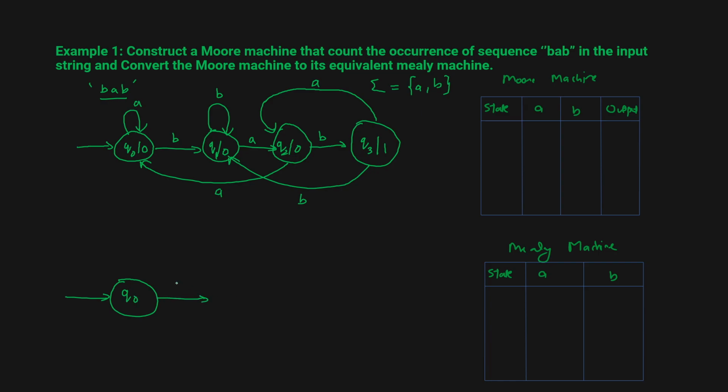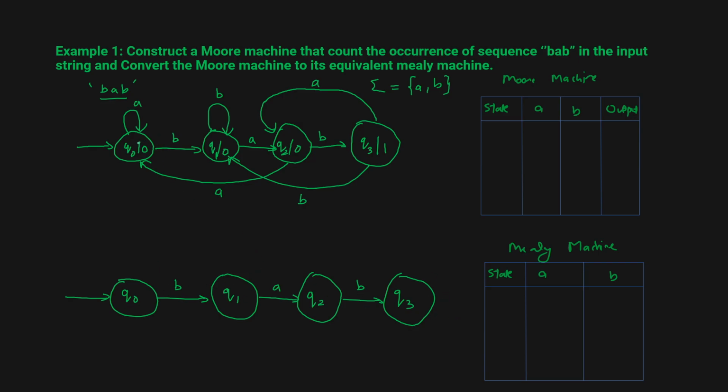Then we have input B over here, and you go to Q1. Then you have input A, you have your state Q2, then input B, and you go to Q3. So we have drawn the states now.